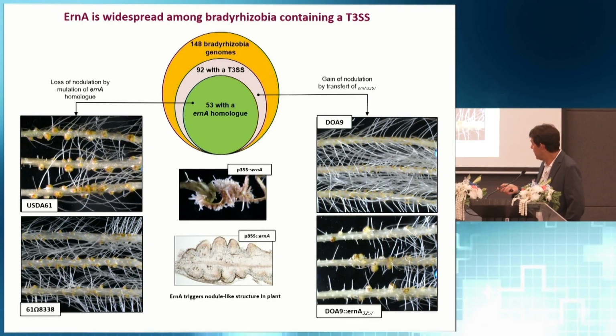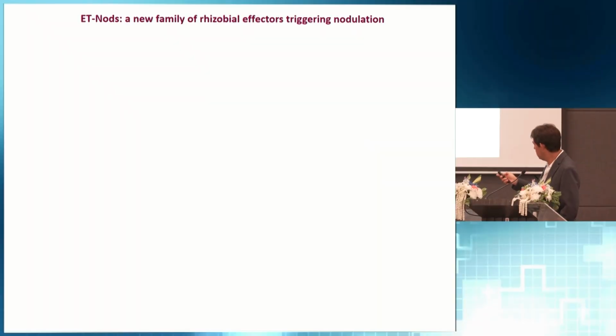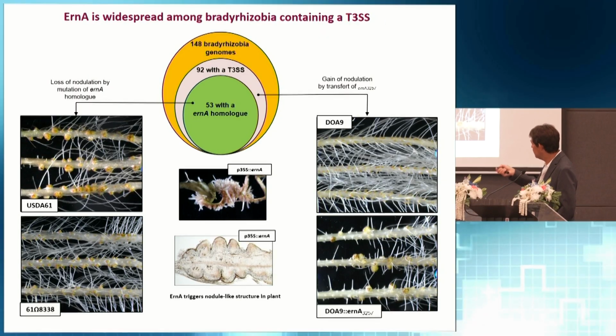In addition, we have shown that when we express ERN in transgenic hairy root lines of Aeschynomene, it results in the formation of nodule-like structures all along the root system in the absence of the bacteria. So all this data indicate that ERN alone is able to trigger the nodulation program in legumes.